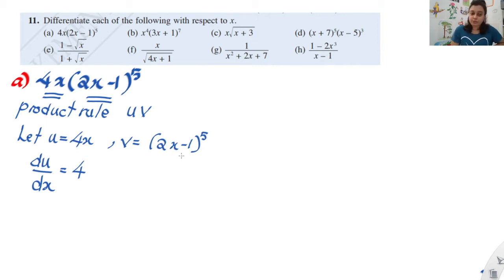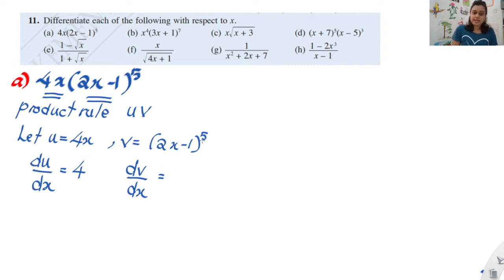Then differentiate v with respect to x, so dv/dx. How do you differentiate this one that has a power? If you remember, you're supposed to use the chain rule. But now I'm going to show you a shortcut of differentiation, so you don't have to do the chain rule here. I don't want you to let u be 2x minus 1, because that's going to take more time.